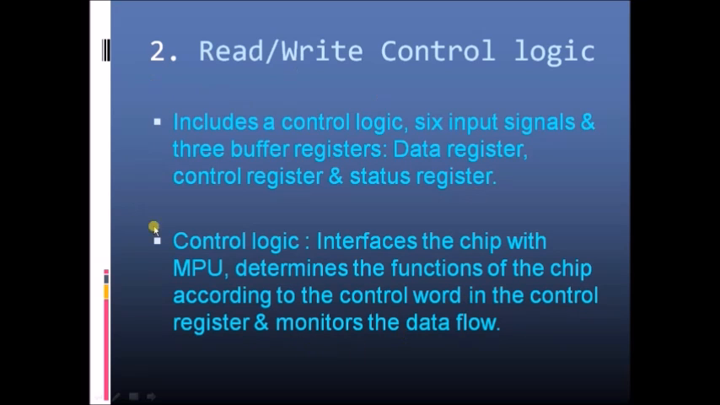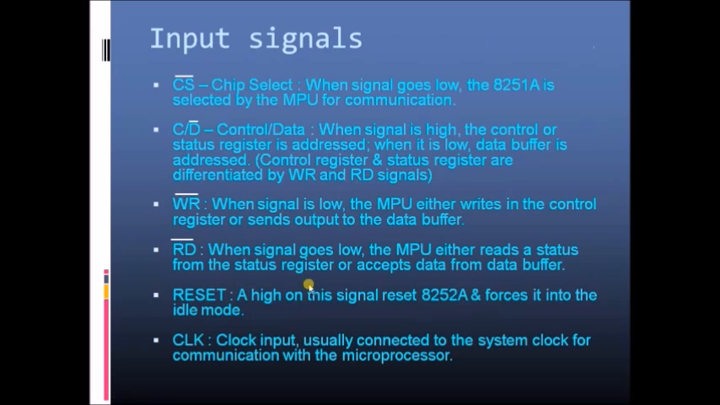Now we have a read write control logic. It internally contains 3 registers, along with 6 input signals. The main functionality of this control logic is to provide the control signals to different blocks of 8251. Now let us see the importance of each and every pin. Here the first pin is CS bar. This CS bar is an active low pin, and it is used by the 8086 microprocessor for selecting a particular chip.